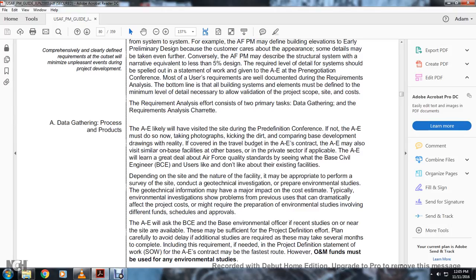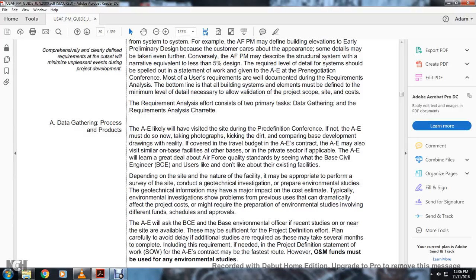The primary private sector acceptability. The A&E will learn a great deal about the Air Force quality standards by meeting with the base civil engineering and the user, on what they like and do not like about the existing facilities. Depending on the site and the nature of the facility, it may be appropriate to perform a site survey, conduct a geotechnical investigation, or prepare an environmental study. The geotechnical information may have a major impact on the cost estimate.